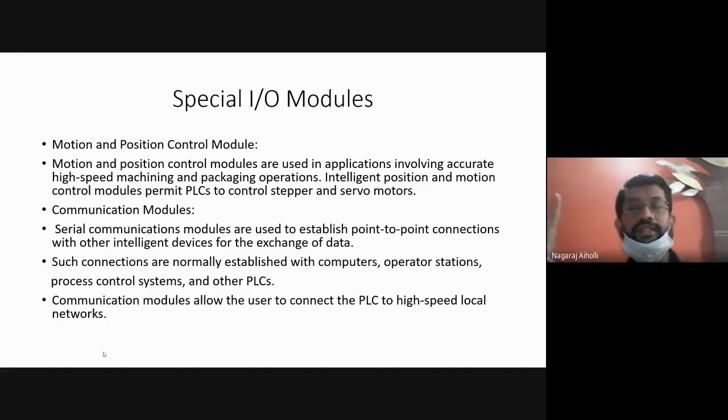What is an operator station? There is a particular office meant for the operator, where he sits in his cabin to operate or control the various operations or the various industrial parameters. That is what is called the operator station.